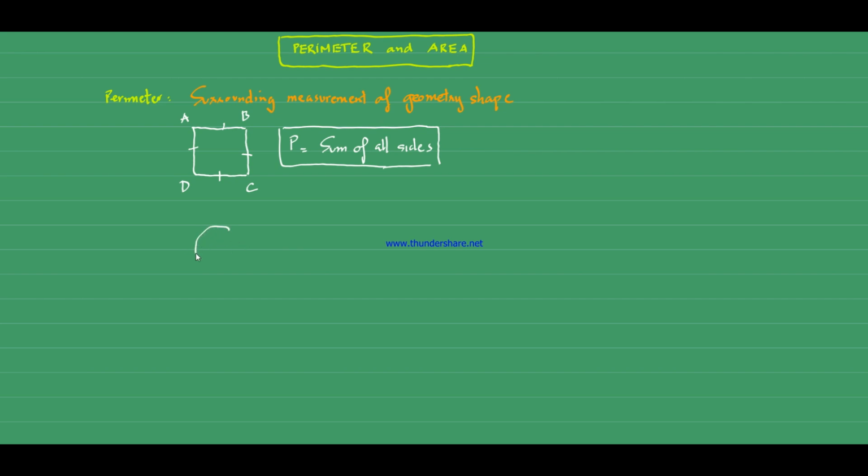So for the circle, in order to find the perimeter, we must know the radius. The perimeter of the circle we call the circumference. The circumference is just another name for the perimeter of the circle. Circumference is 2 pi r. I want you to memorize this formula right here. For all the shapes like triangle, rectangle, trapezoid, rhombus, parallelogram, the perimeter is just the sum of all the sides.